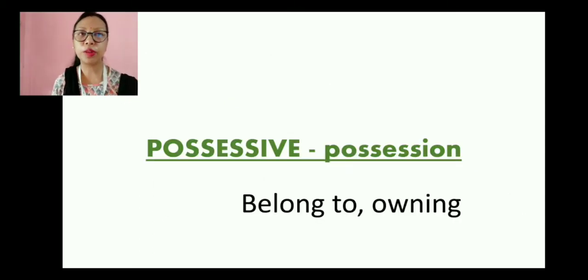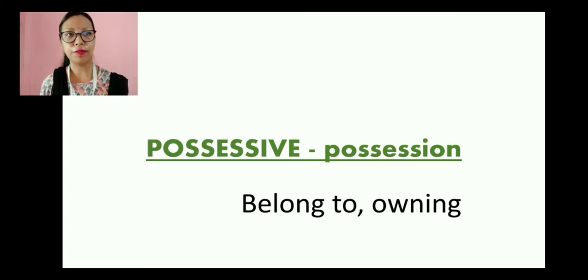Now let's come to the possessive. Now what is possessive? Possessive means possession. Possession means belonging to or owning. This is my book, right? So this is a possession, means my book. Whose book? My book. Therefore, it is a possession because I own this book. Okay? So the meaning of the possessive is owning or belonging to.